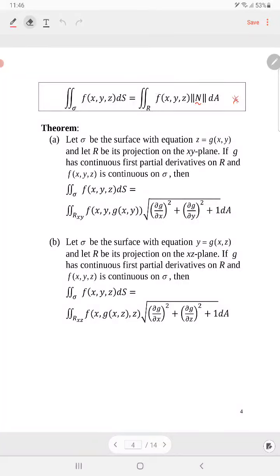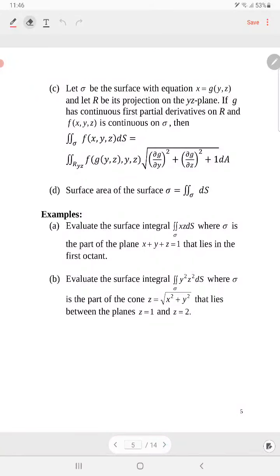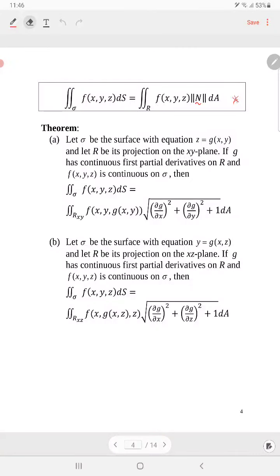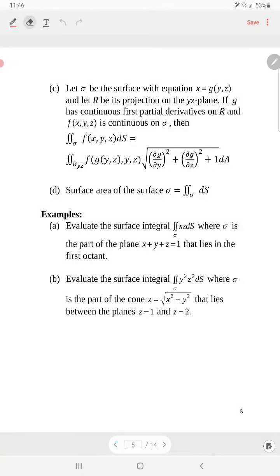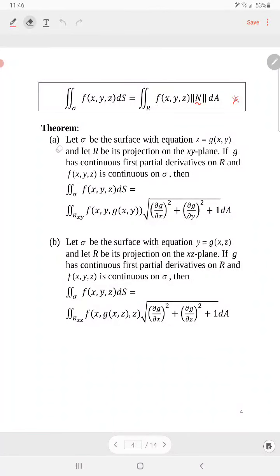Here we have a theorem. Which plane we want to project surface sigma onto depends on how the surface sigma is given. So here we have a theorem. We have A, B, and C. So we have 3 items. Wait, we have 4 items. Now let's look at the first item.